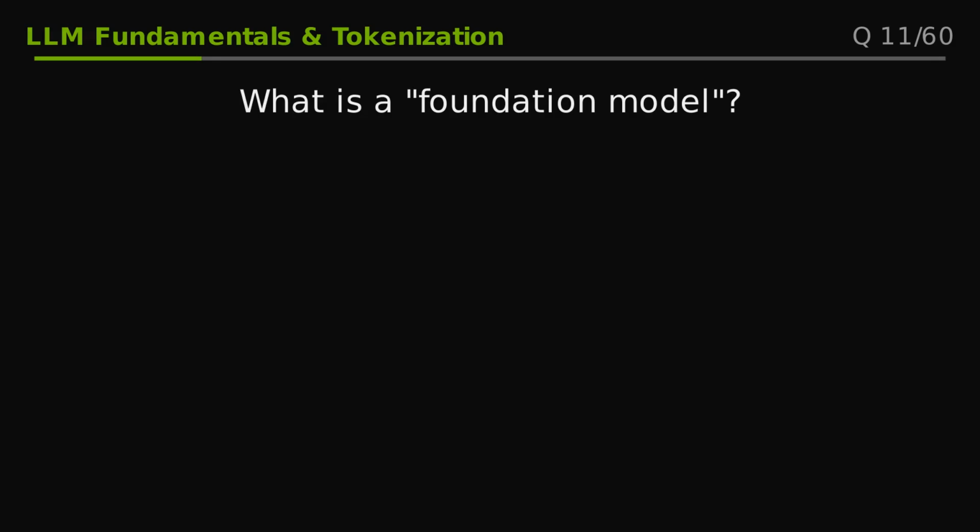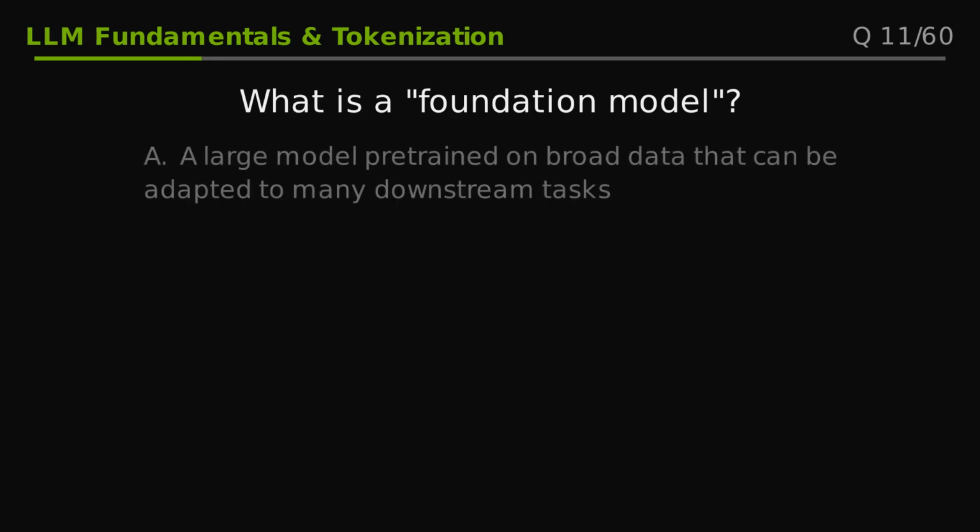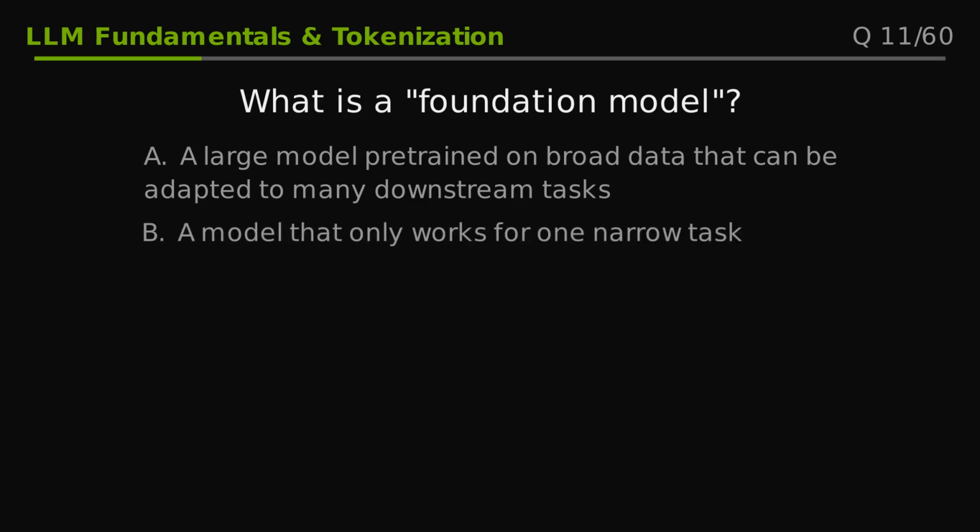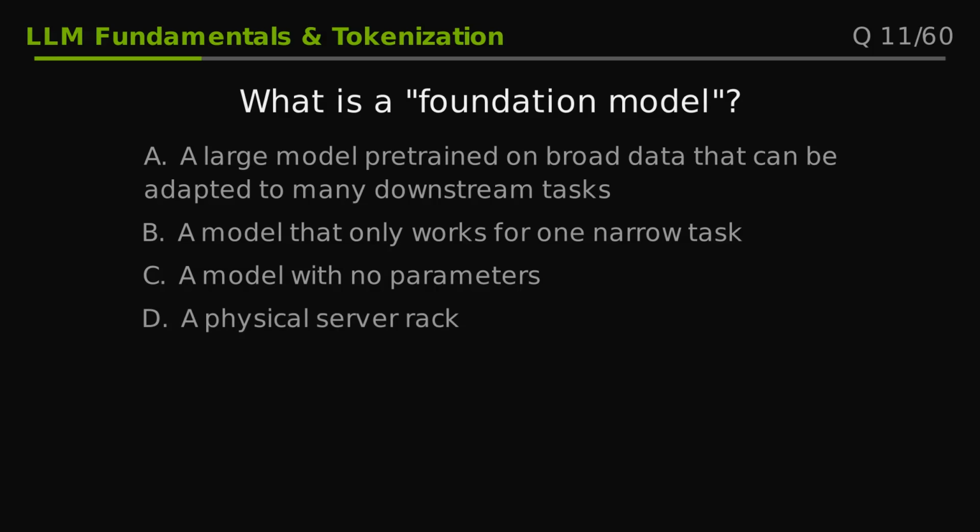Question 11. What is a foundation model? Option A, a large model pre-trained on broad data that can be adapted to many downstream tasks. Option B, a model that only works for one narrow task. Option C, a model with no parameters. Option D, a physical server rack.